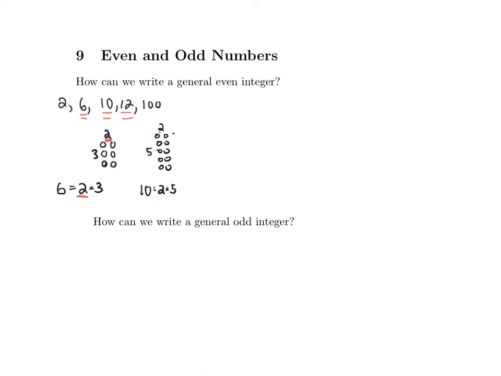And again, the important bit is that I can make groups of 2 out of them. And 12, of course, well, same idea. I think you guys got the hang of it now. It's 2 by 6. So 12 equals 2 times 6. And again, the important bit is the 2.